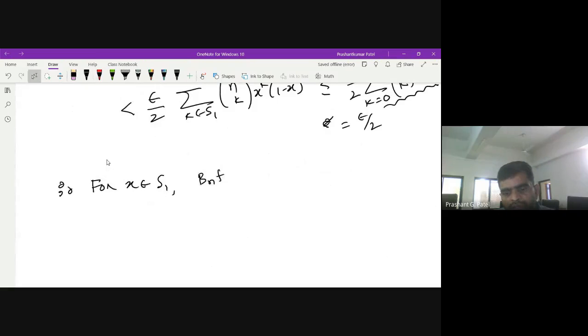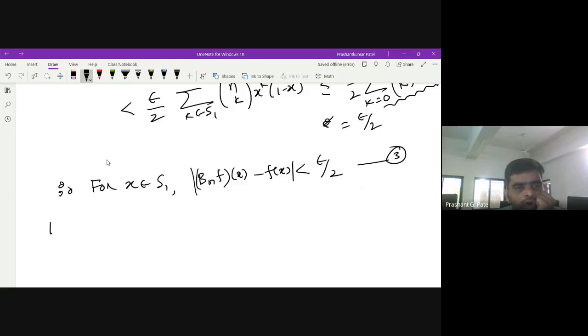So finally what we got is, for x belonging to S1, |B_n(f)(x) − f(x)| is less than ε/2. Let me call this 3. Those k which are in S1, we have this. Now for k in S2, what will happen? |k/n − x| is greater than or equal to δ.